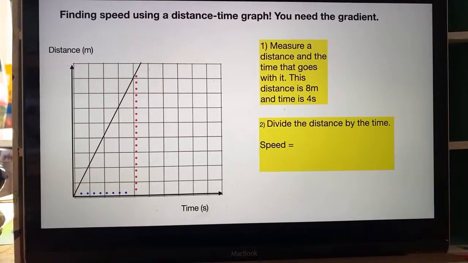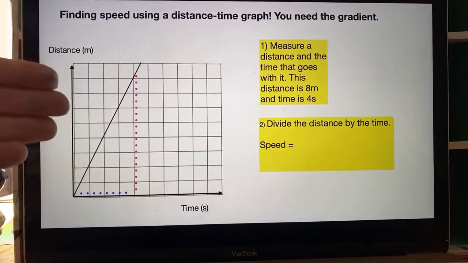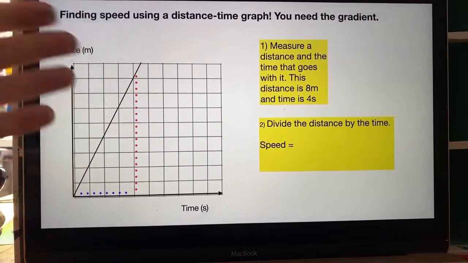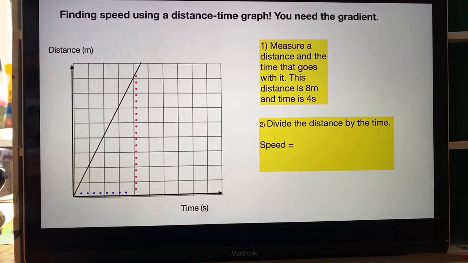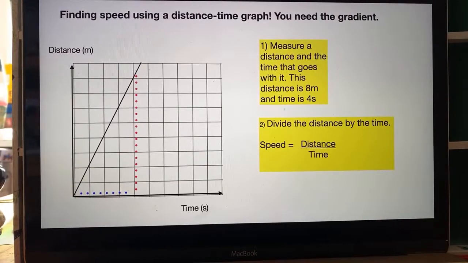And then you just divide the distance by the time. So the gradient of this graph is going to tell us the speed, because we know that it does. The steeper the gradient, the faster the speed. But this time we'll actually get a number for the speed. So you divide the distance that you've pulled out by the time that you've pulled out, which in this case is 8 meters divided by 4 seconds, which is 2 meters per second, right? Or 2 m/s, 2 meters per second.